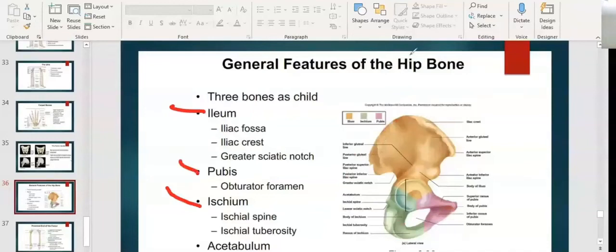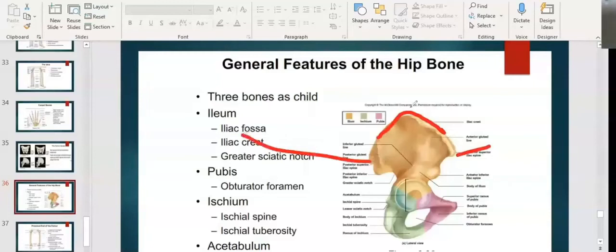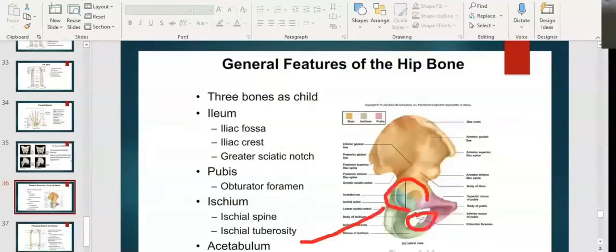This bone right here is going to have different areas. This is the iliac crest. This is the anterior superior iliac spine. This is the posterior superior iliac spine. This big cavity right here is the acetabulum. That's what you have right here. And this hole right here is the obturator foramen. That's what you see right here.